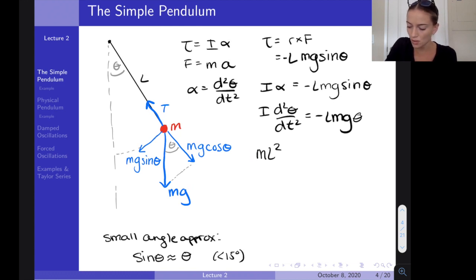So on an exam, I wouldn't expect you to remember the moment of inertia for anything. I never remember the moment of inertia for anything. So I would just give it to you if you needed it for anything.